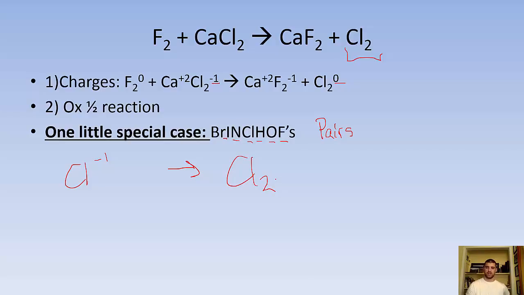We can't just make a chlorine out of nowhere, right? We got 2 on the right side. We need 2 chloride ions on the left side. So we have 2 chloride ions becoming a chlorine 2 molecule. Well, how did it do that?